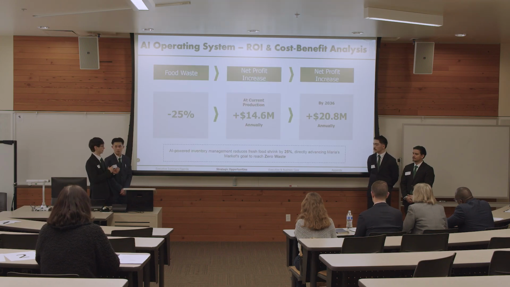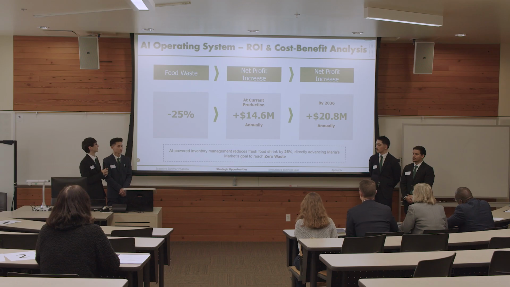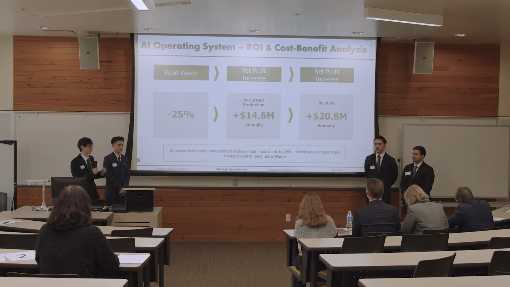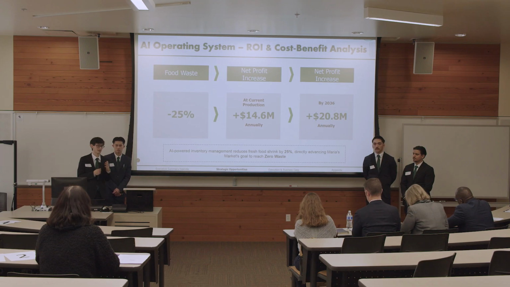Through that, we'll scale to all 55 stores in phases, ensuring that operations are not affected by this new initiative. Our main driver is our food waste. According to data, we predict that we can reduce the food waste by 25%. To do this, we need to invest in the system itself.